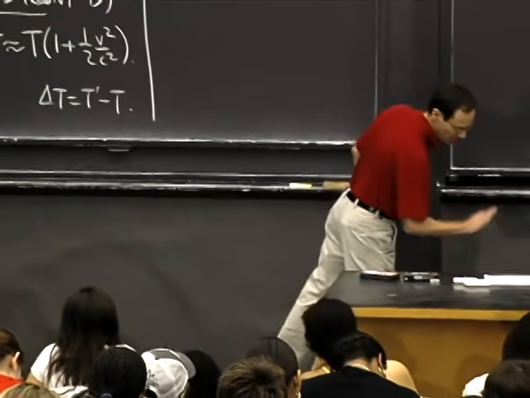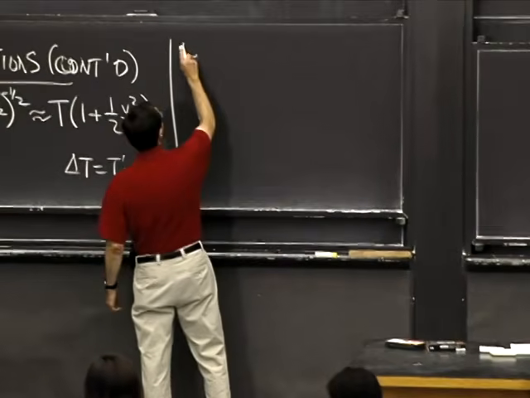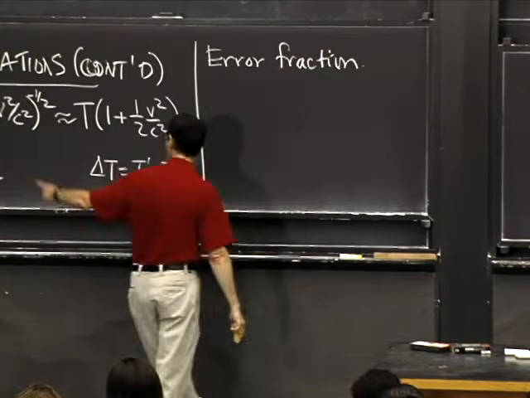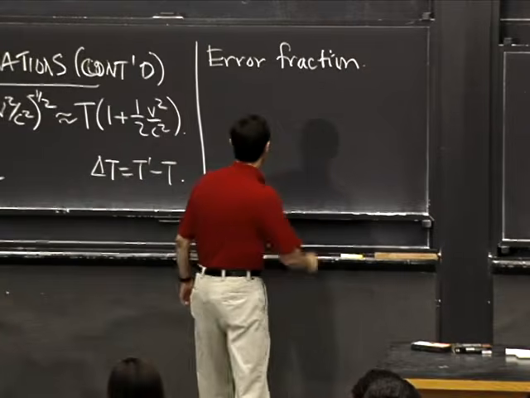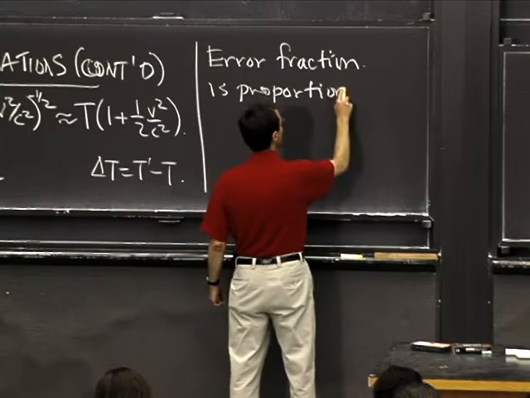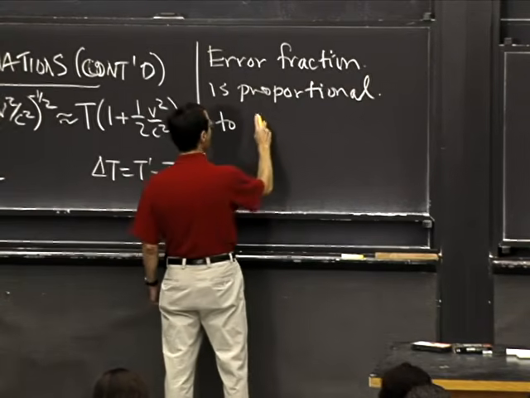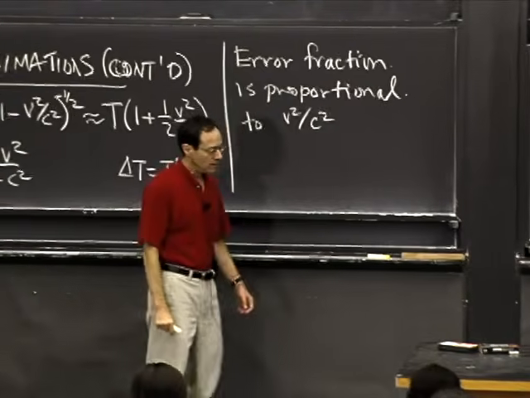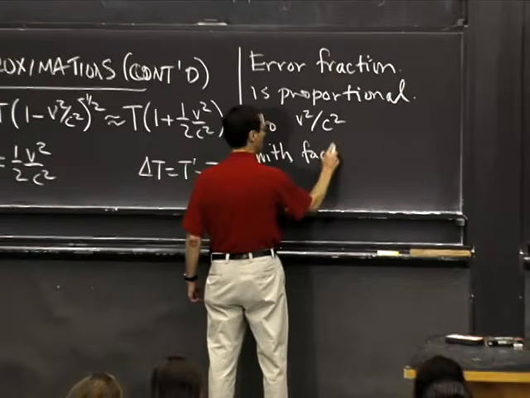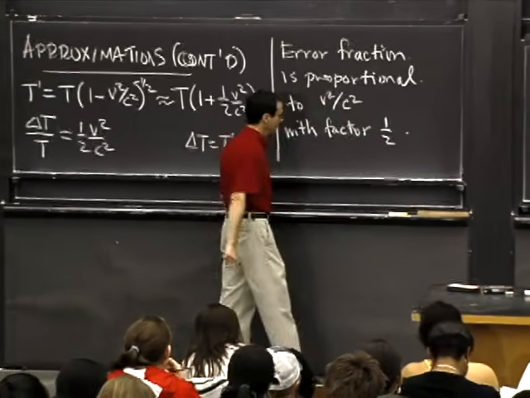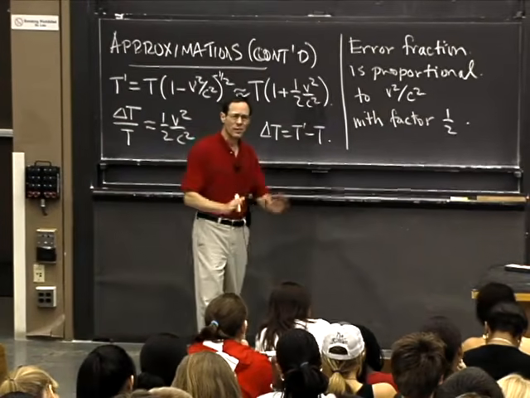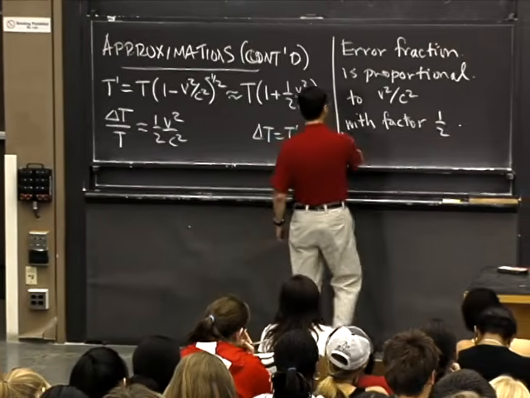So I want to write this down just in summary. So the error fraction, if you like, which is sort of the number of significant digits that we have in our measurement, is proportional, in this case, to this quantity here, and the factor happens to be a half. All right? So these proportionality factors are what we're looking for. They're rates of change, the rate of change of something with respect to something else.